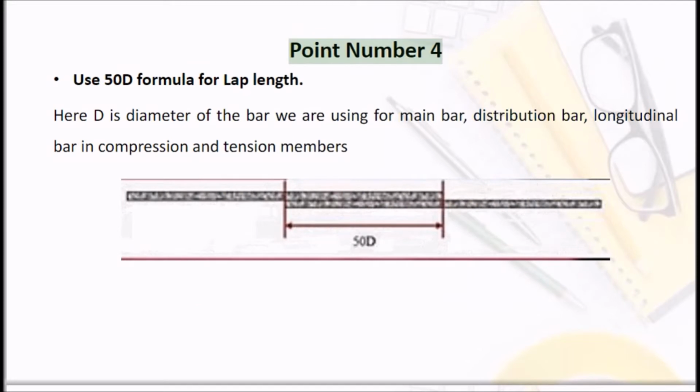Point number 4. Use the 50D formula for lap length. Here D is the diameter of the bar we are using for main bar, distribution bar, and longitudinal bar in compression and tension members.